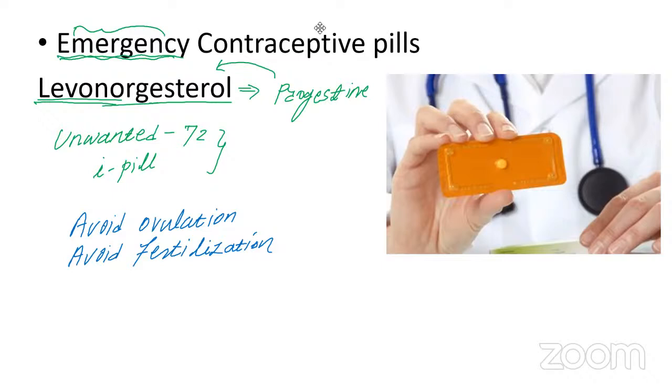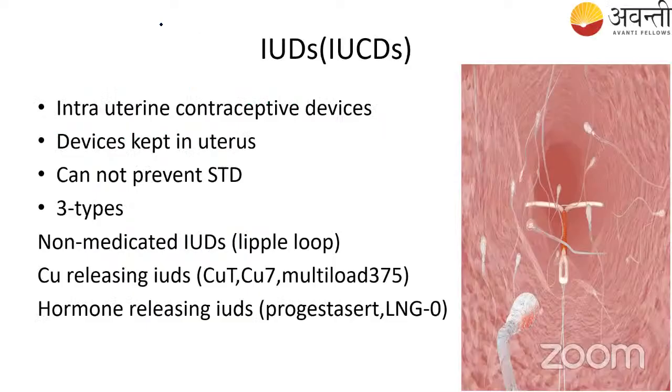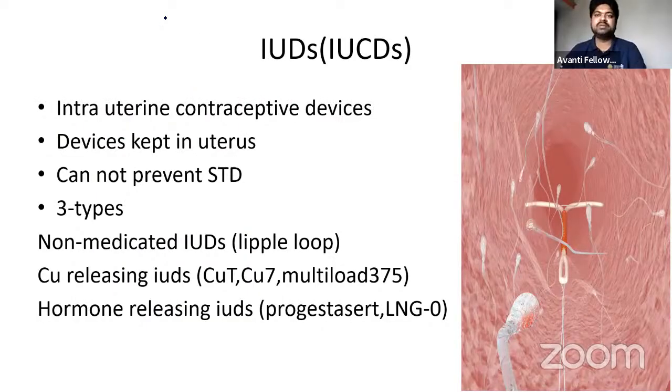I think that's clear. So the next portion, 1 minute, is the IUDs. So what is the meaning of IUD? IUD is nothing but the intrauterine devices. So you can see the intrauterine, that means it is added inside the uterus.